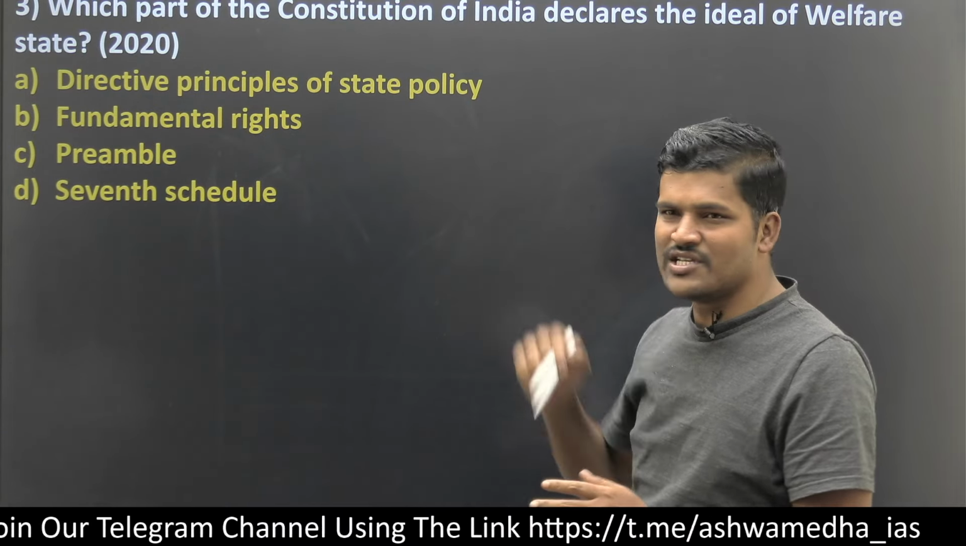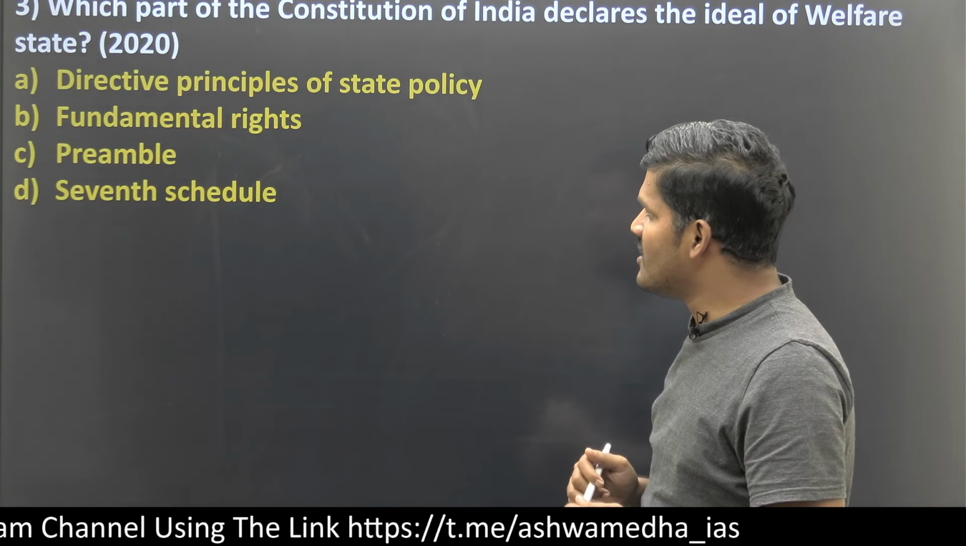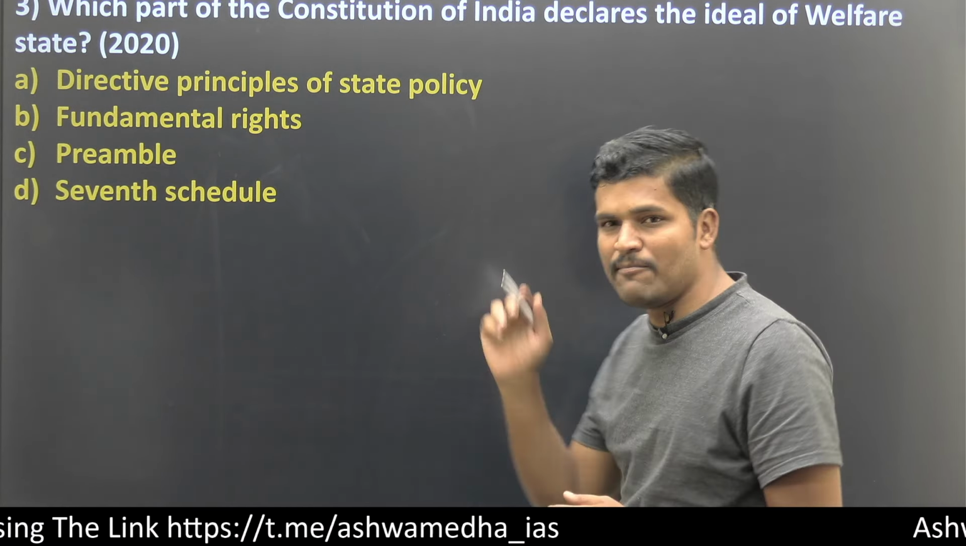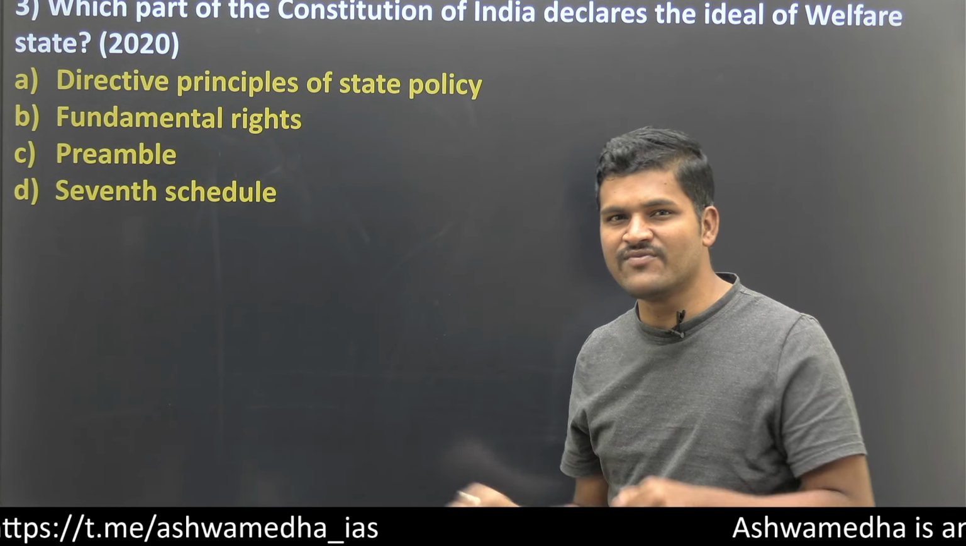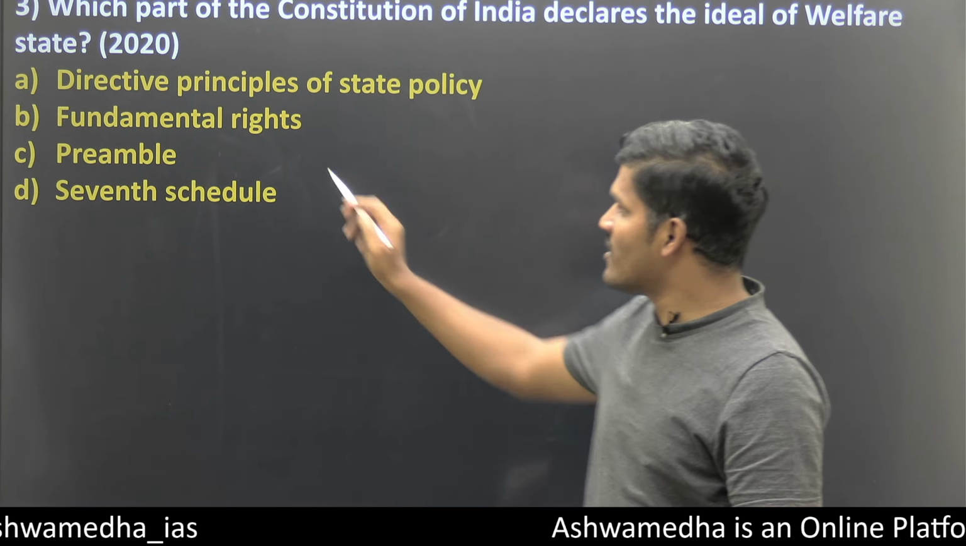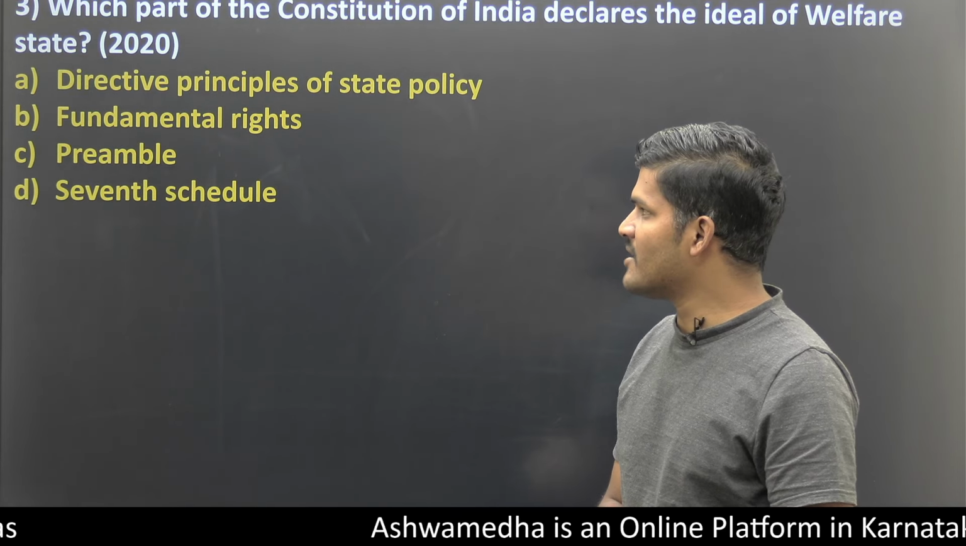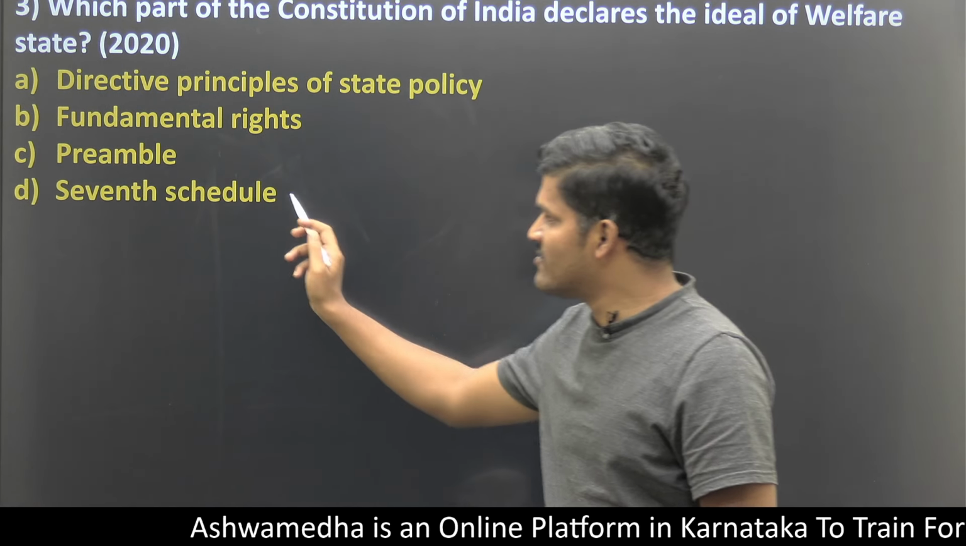So here the question is very easy. The answer is DPSP, Directive Principles of State Policy. My point is not finding the answer. My point is finding the pulse of the examiner. Option B is given as fundamental rights, option C is the preamble, and option D is the 7th schedule.